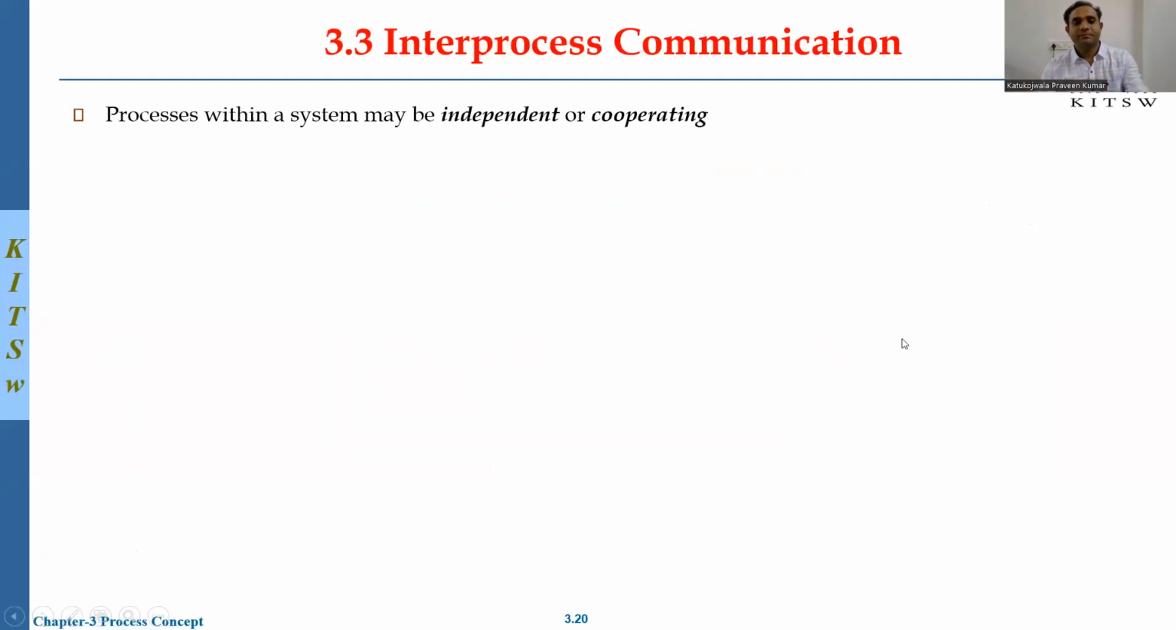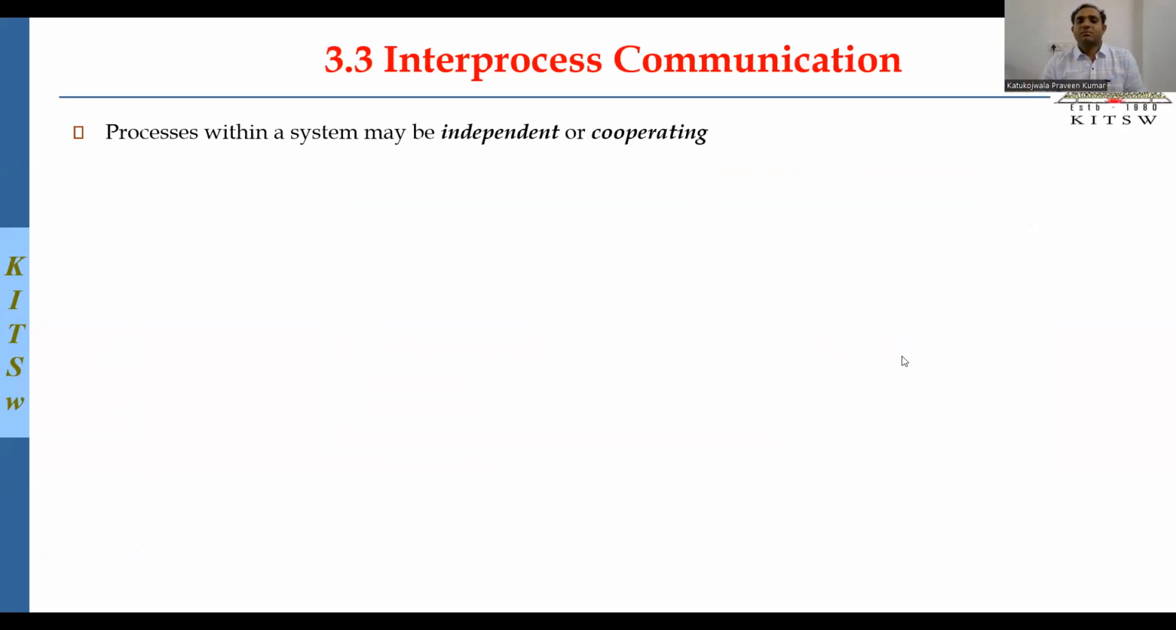Inter-process communication. Processes executing concurrently in the operating system may be either independent processes or cooperating processes. A process is independent if it cannot affect or be affected by other processes executed in the system. Any process that shares data with other processes is a cooperating process.